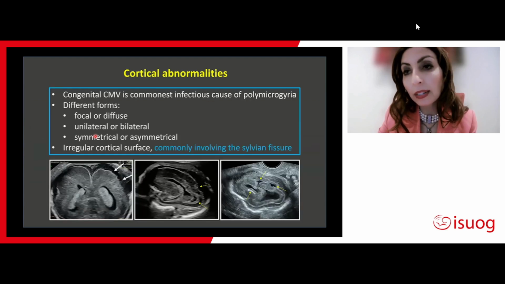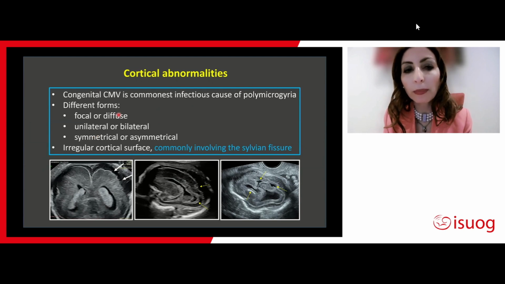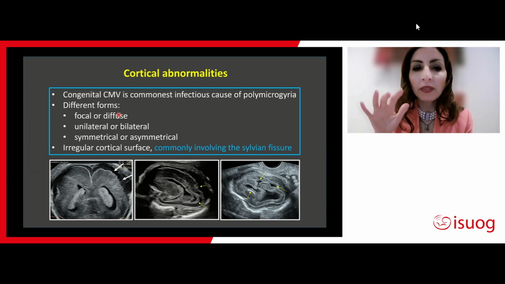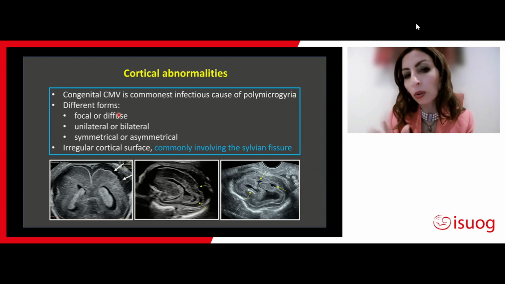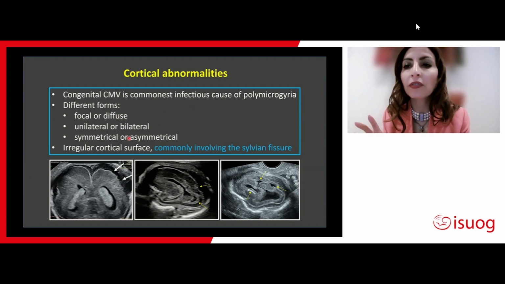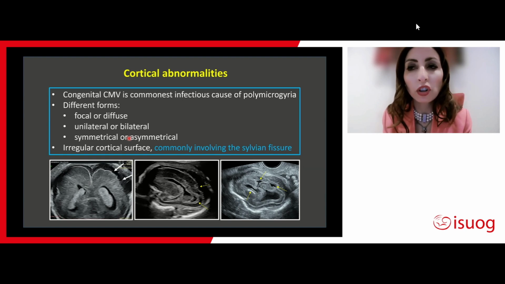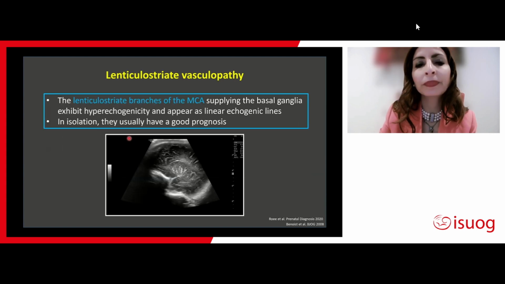Cortical abnormalities are obviously the most severe, and CMV is the commonest infectious cause of polymicrogyria. They can vary from being focal, diffuse, unilateral, bilateral, symmetrical, or asymmetrical, but they commonly involve the Sylvian fissure, and you can assess the Sylvian fissure either on the axial planes or better in the coronal planes.